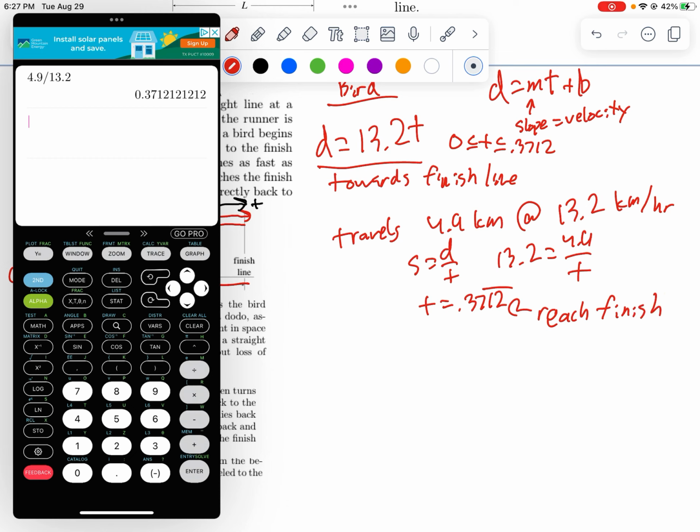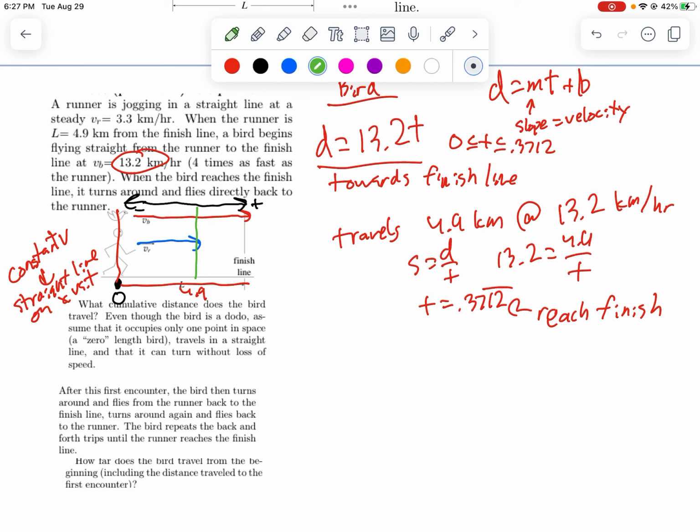So now we're going to find our equation for the bird going the other way. So now it reaches the finish line and it goes back towards the person. So that's going to be this. I'll do it in a different color. I'll do it in green. All right, so we need to find some equation to model going back. Okay. So then d equals, now our velocity is negative 13.2 t plus some number that we don't know. And this is valid from t is greater than 0.3712, right?